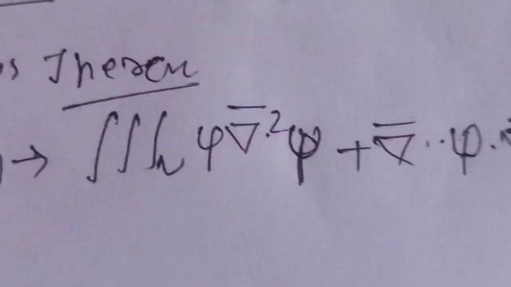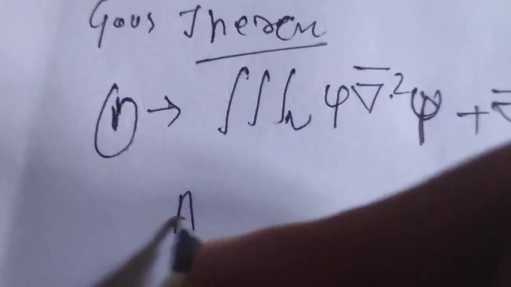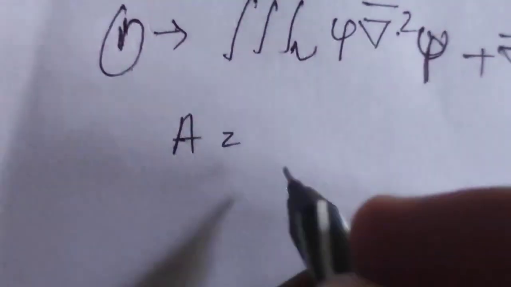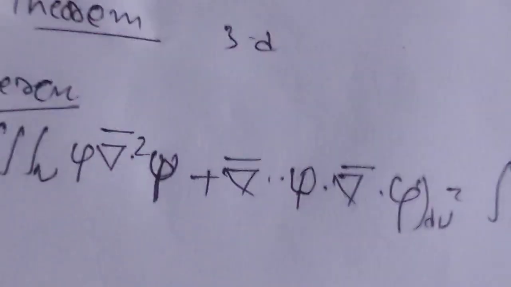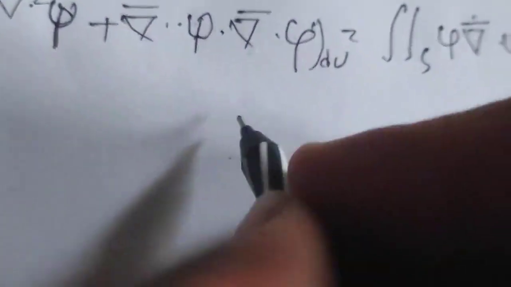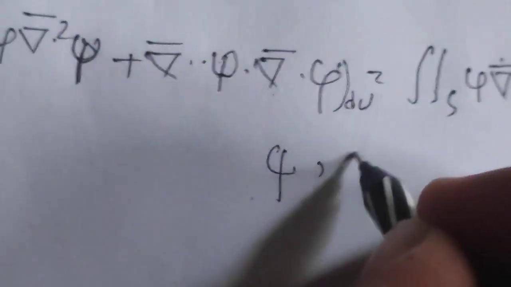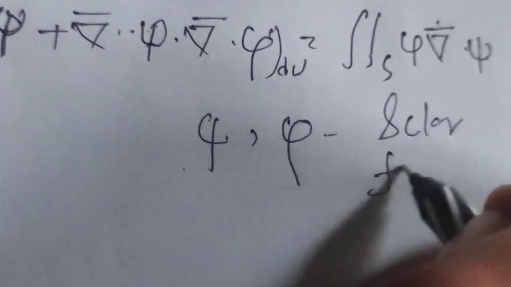So let's prove this. We already know the Gauss theorem, and now we talk about how to solve it. First of all, some important things: here psi and phi are both scalar functions. What a vector or scalar function is, we will talk about in the next video.